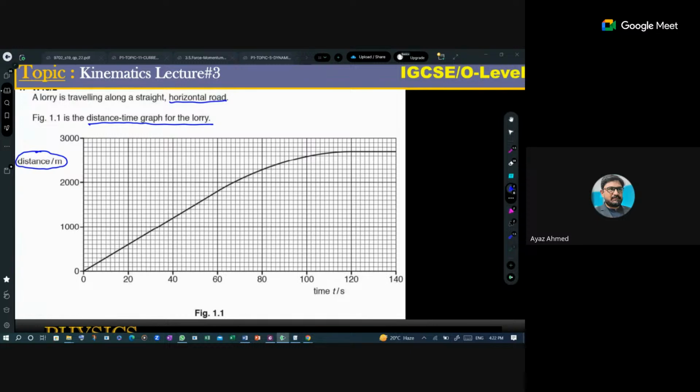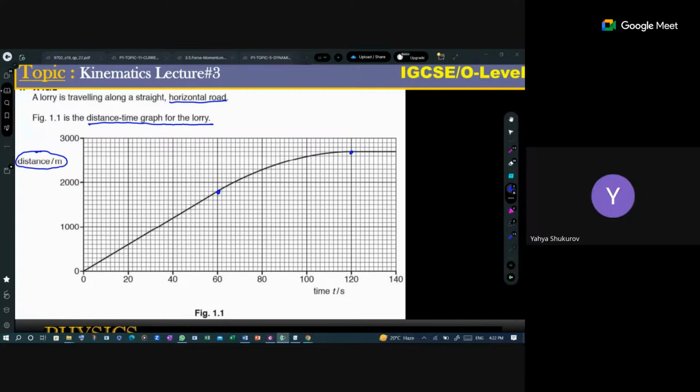Okay. So, if I ask you, can you please describe the motion of this graph from 0 to 60 seconds, and then from 60 to 120 seconds, and then from 120 to 140 seconds?